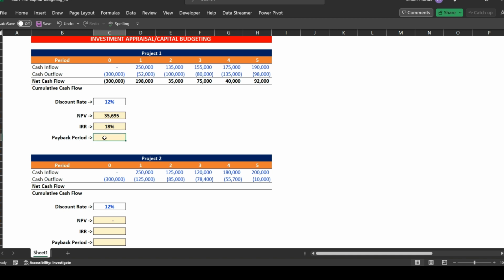Then again, let's also find the payback period. Here you have to find the cumulative cash flow at the end of each year. So year 0 will be the same as the initial investment. Then this initial investment will be used to reduce the net inflow, so it will go in that order. Let's drag it to the last end here.